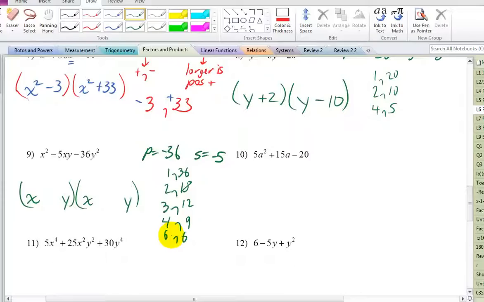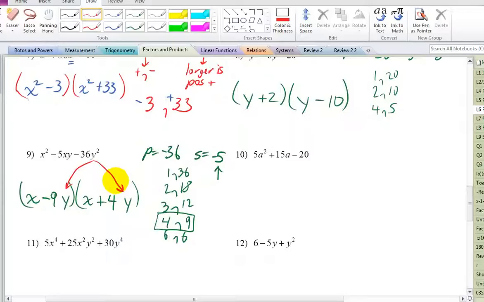Alec. Difference of 5. Your larger must be negative. Yeah, 9 and 4. Okay. So it'll be x minus 9y, x plus 4y. See how the letters split apart? We have a y squared, which gives us a y at the end of the factors. Okay. How many people got that one? Good.